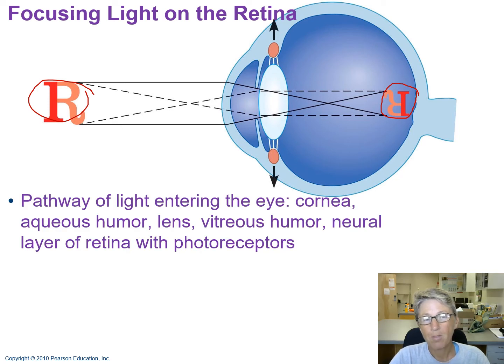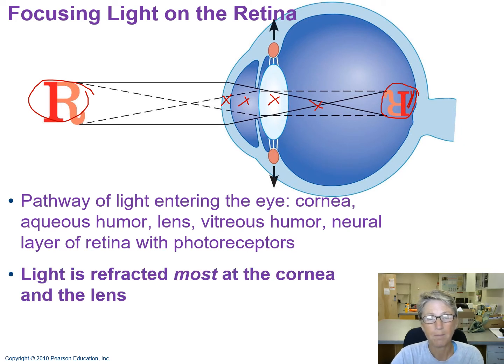The pathway that the light rays travel upon entering the eye: the first thing the light rays will hit is the cornea, then the aqueous humor, then the lens, then all this purple stuff, the vitreous humor, and then finally it comes back here to the neural layer of the retina with the photoreceptors, rods and cones in it.